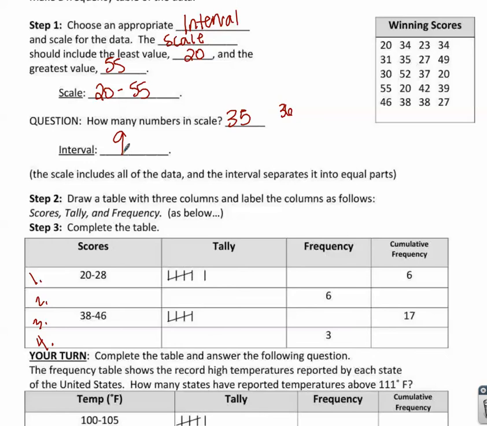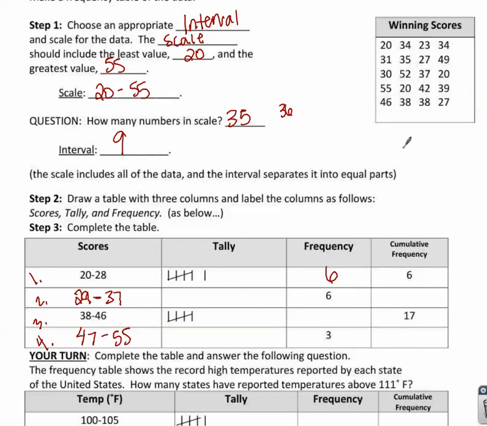So in our table, let's finish this up. So we have 5, 6 numbers within the interval 20 to 28. And then the next interval will start at 29. And remember, there's 9 numbers in there, so that's going to go to 37. And then the next interval is 38 to 46. And then the following is 47 to 55.